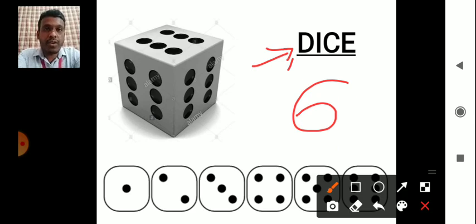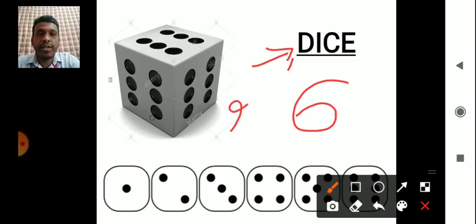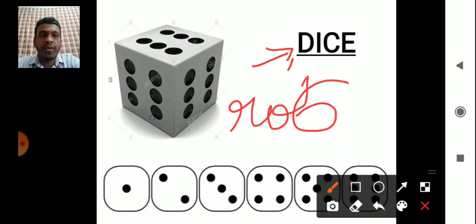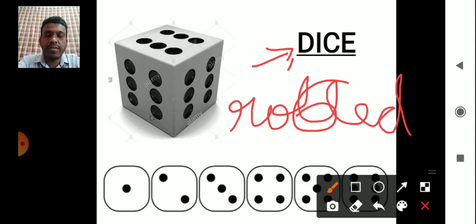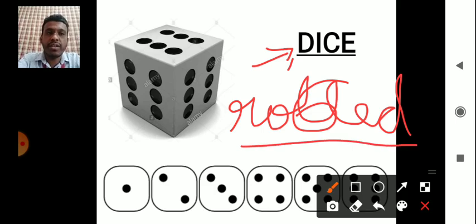One more concept. A coin is always tossed. You do not throw a coin, you toss a coin. Similarly, when it comes to dice, the dice is rolled. The dice is rolled. If there is more than one dice, then it is known as a die.